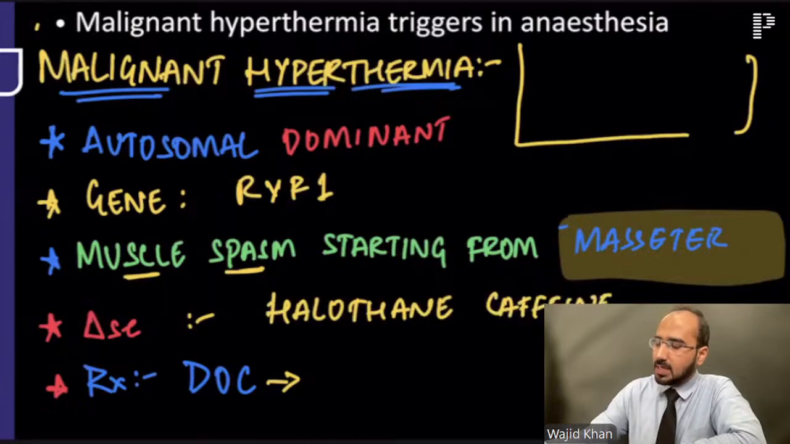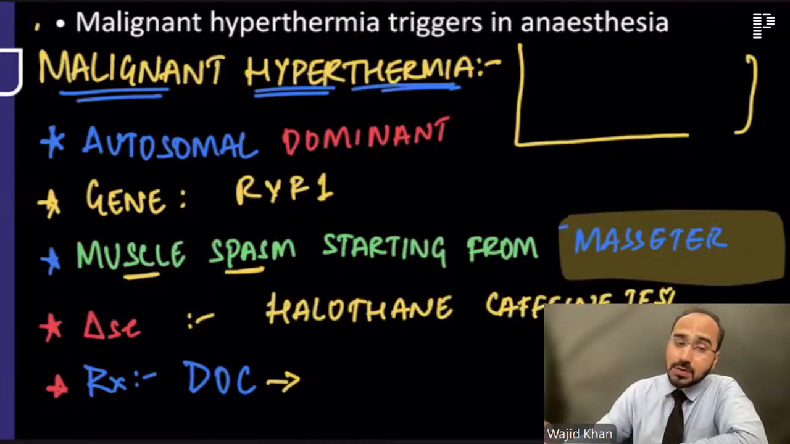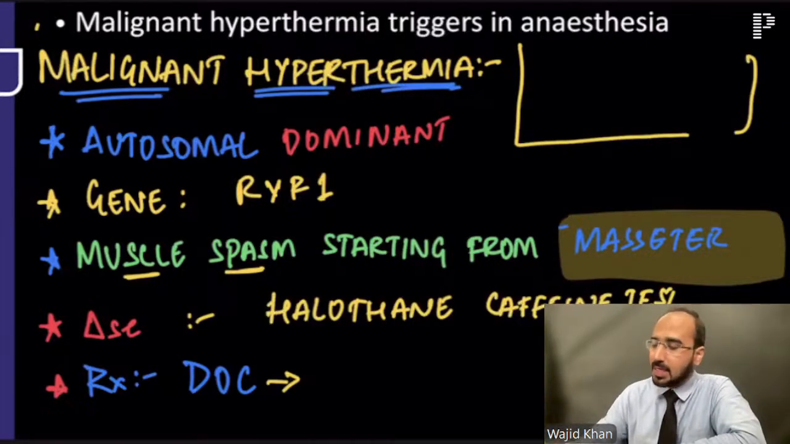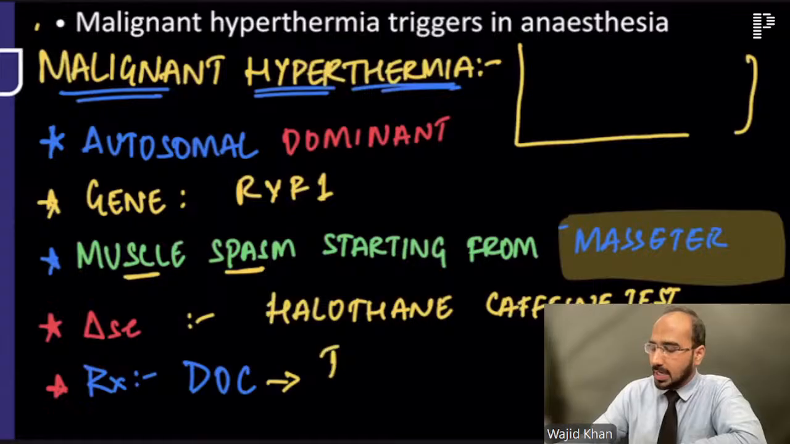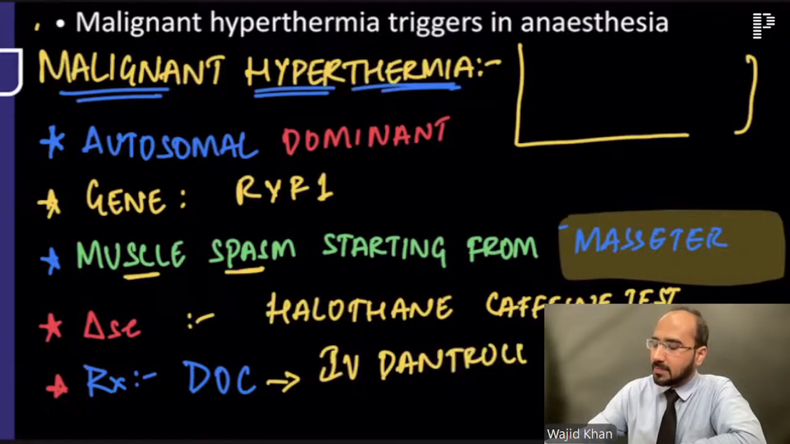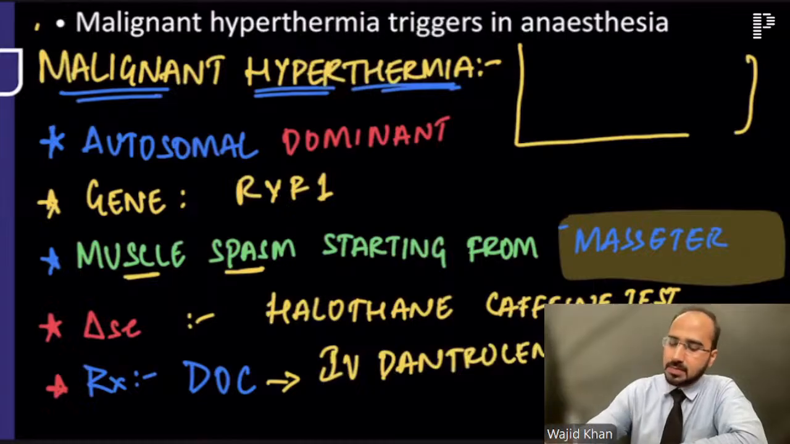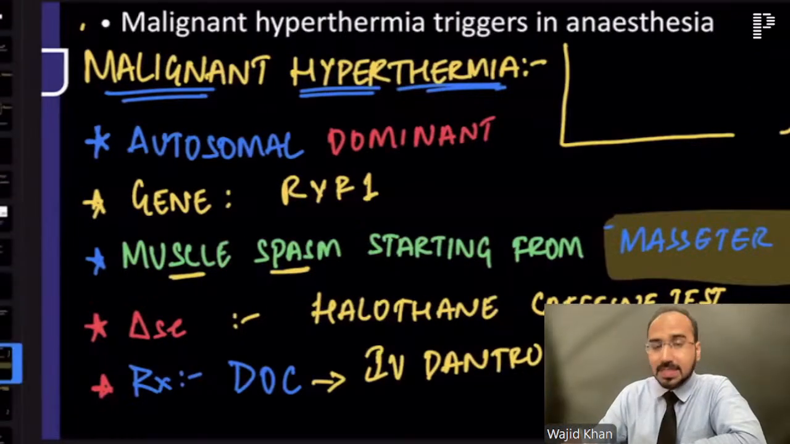And what is the treatment of choice or drug of choice for malignant hyperthermia? The drug of choice for malignant hyperthermia is, come on guys, I'm expecting this answer from you. It is IV dantrolene sodium. So this is regarding what, guys? This is regarding malignant hyperthermia.